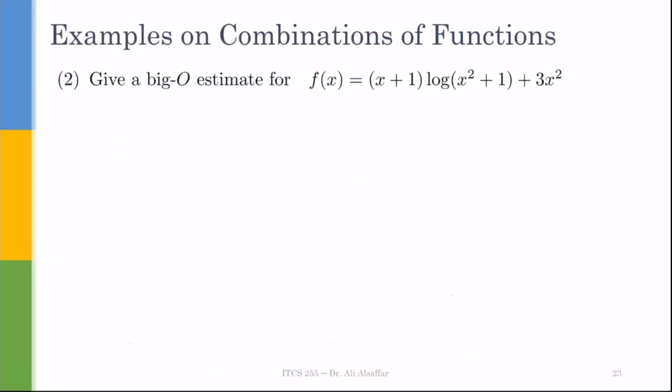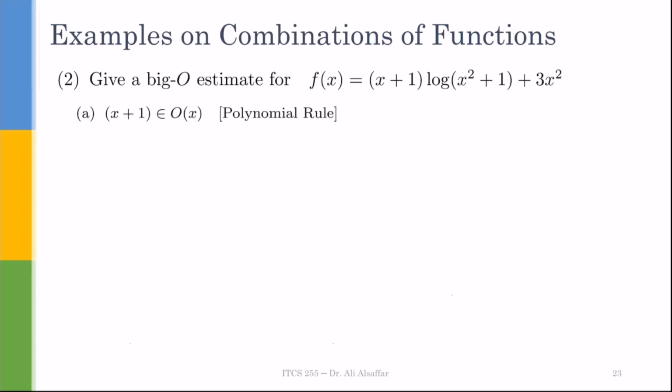For the other example, we want to give a big O estimate for this function. This function consists of the addition of two parts. In the first part, we have x plus 1 multiplied by log of x squared plus 1. And the second part is 3x squared. Now we need to find big O of x plus 1, big O of log of x squared plus 1, and big O of 3x squared, and then we use the simplification rule for big O to combine all orders of these functions into one order as the final answer.